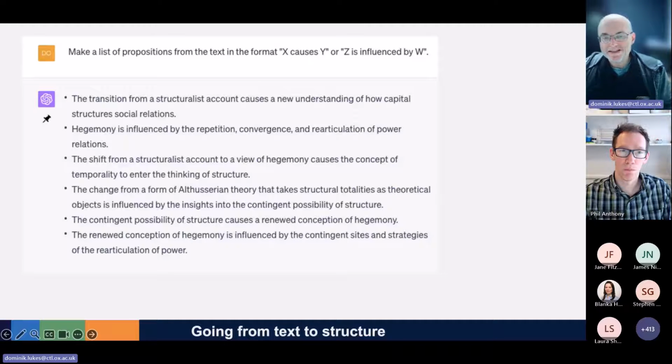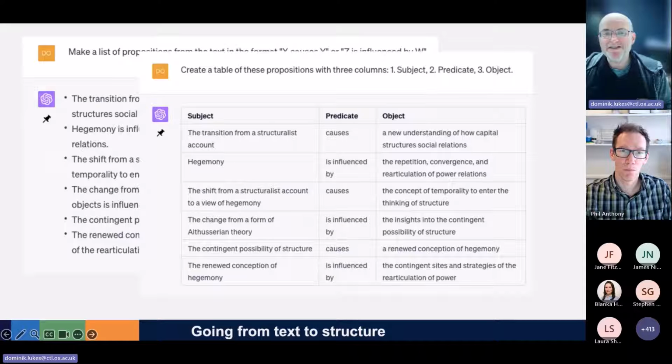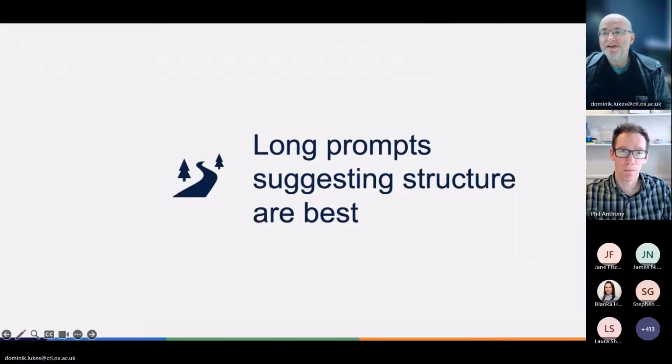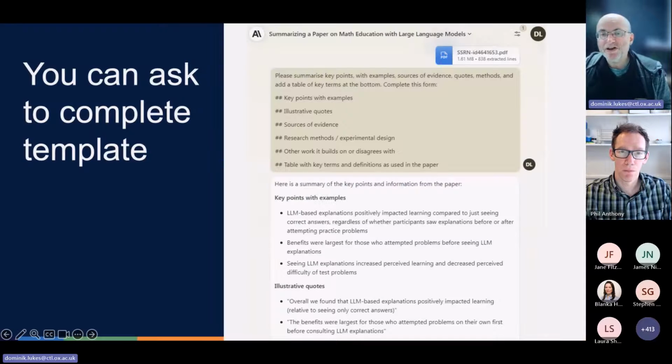So for example, I can ask, not just summarize it, but give me a list of propositions. So I get a nice list, and then I show it in a table. So this is an example of the prompt. It wasn't just the prompt itself, but also how I asked, what I asked for. The other useful thing to know is that long prompts that suggest structure work the best. So we could see earlier, this is the prompt that I use for summarization of papers with Claude. I give it a list of headings it needs to complete, and that actually gives me good answers.